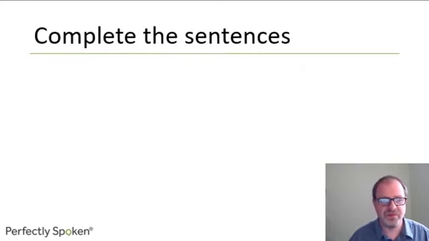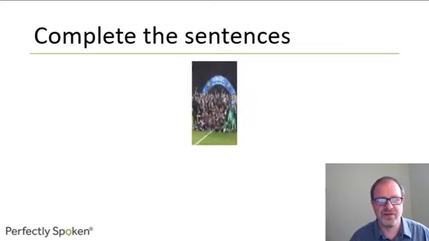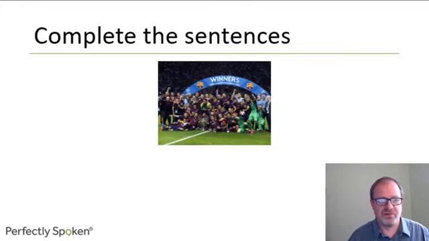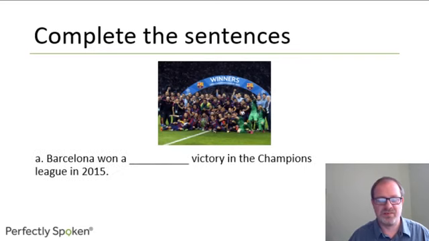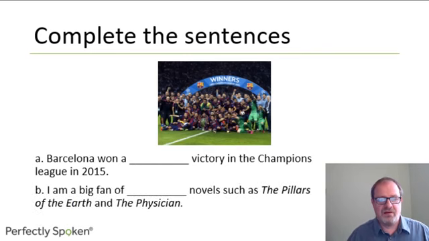So here we have two sentences. We've got a picture of Football Club Barcelona there, winning the Champions League in 2015. Okay, so you've got the two sentences. A, Barcelona won a something victory in the Champions League in 2015. And B, I am a big fan of something novels such as The Pillars of the Earth and The Physician. So if you'd like to take a moment and think about it.